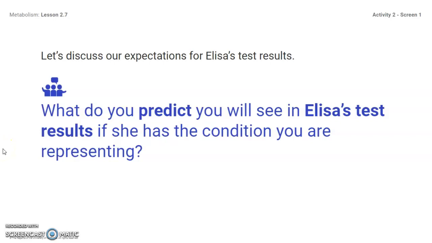So let's discuss our expectations for her results. First of all, what do you predict you will see in Elisa's test results? If she has the condition you are representing, then what will you see? So discuss this with your group and decide what you would see if you had anemia, asthma, if you had an injury to the pancreas, or if she had diabetes. So pause here and discuss that with your group.